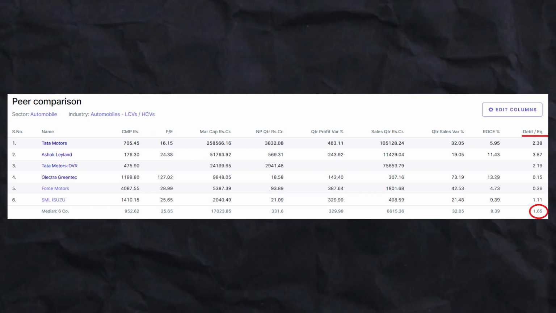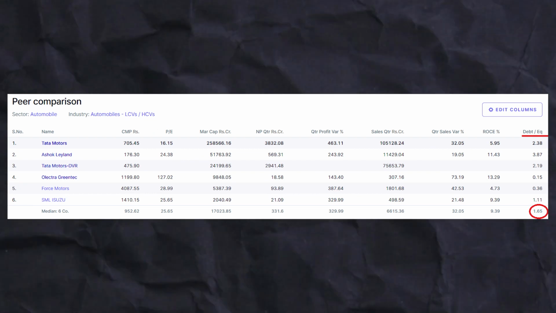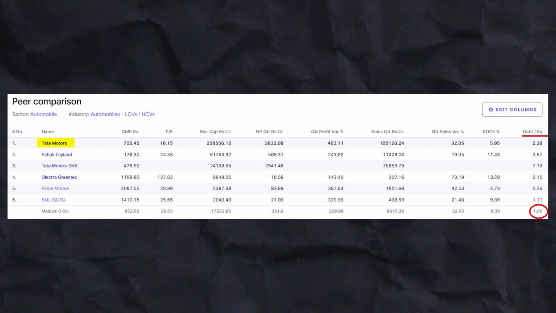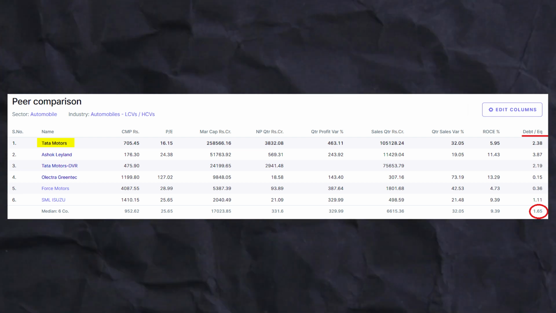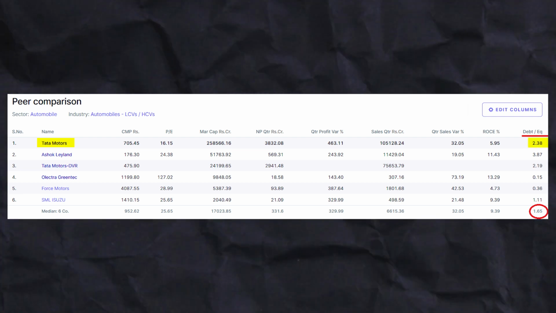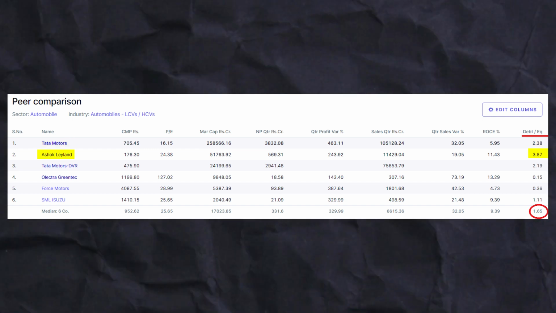So this is the auto sector, and here are some of the well-known companies from that sector. As you can see, the median debt to equity ratio for this sector is 1.65. Tata Motors, which is the leader of the EV sector as of now, has a very high debt to equity ratio of 2.38. It is way above the industry median. Truck making company Ashok Leyland has a debt to equity ratio of 3.87.